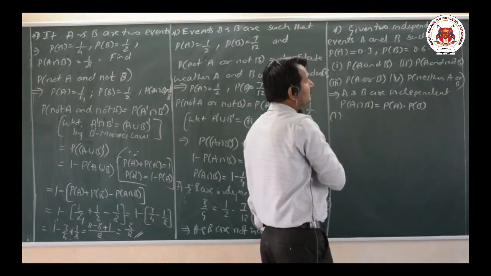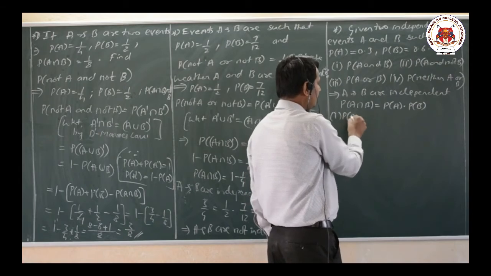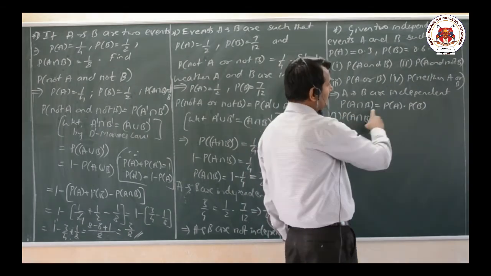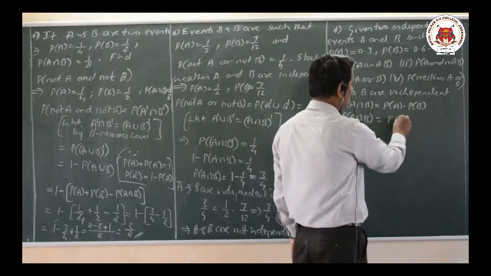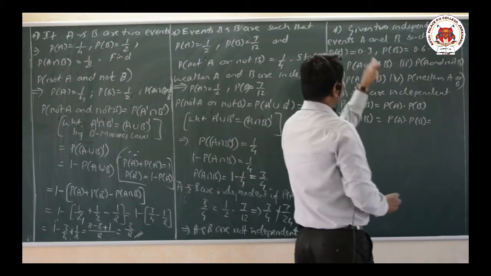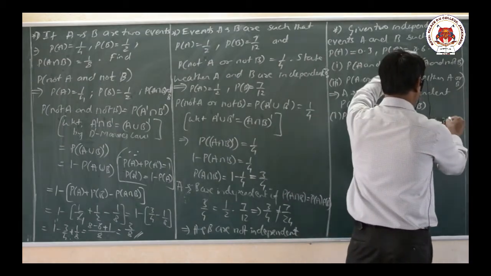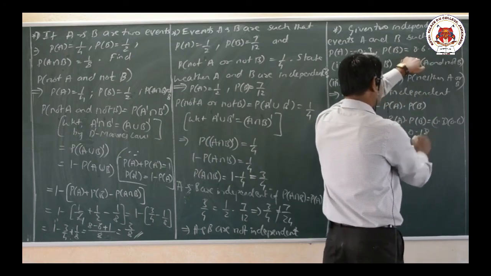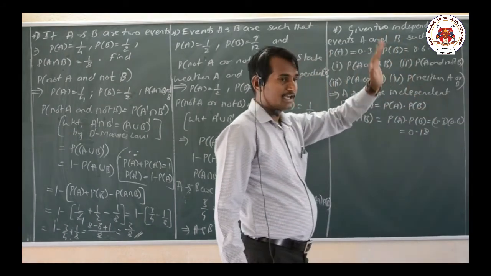Find P of A and B. P of A and B means A intersection B, and means intersection. So now since A and B are independent, that is P of A into P of B, the value will be 0.3 into 0.6. That is nothing but here 0.18. 6 3s are 18, that is 0.18 value.